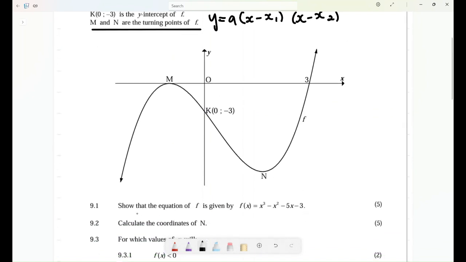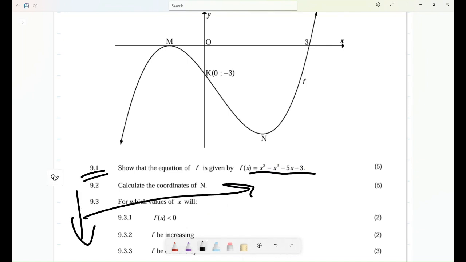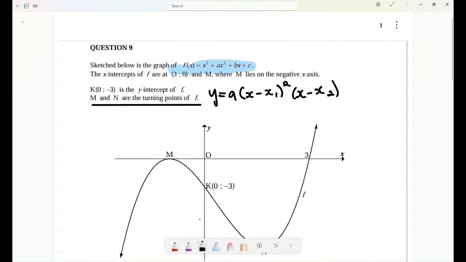9.1 says, show that the equation of f is given by this much. Now, before I forget, many students struggle with questions like this, but it's fine if you struggle to move on to other questions. You will use this equation to calculate whatever you are required to calculate, and they will never penalize you. But you should know how to calculate this. So please do not leave this question unattempted after failing to get 9.1. 9.2 will use the very same equation, they will never change it, unless the examiner is starting to become smarter.